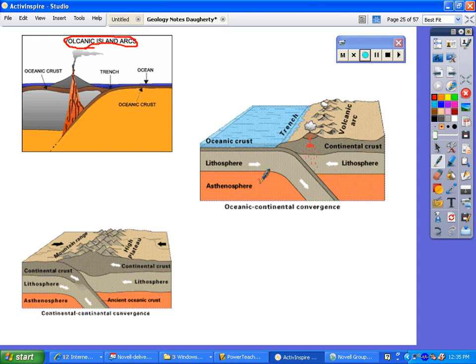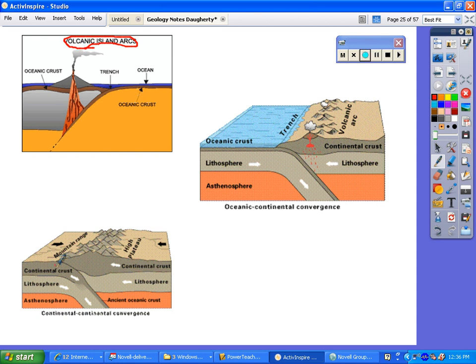Here is an example of oceanic continental convergence. Kind of similar, but instead of forming volcanic islands out in the middle of the ocean, here you're going to form volcanic mountain range on the edge of the continent. So again, oceanic crust goes below, we form a trench right here, this plate is melted, forms magma, it pops up here, it forms this volcanic mountain range. Okay, but it's on land. This volcanic range is out in the middle of the ocean.